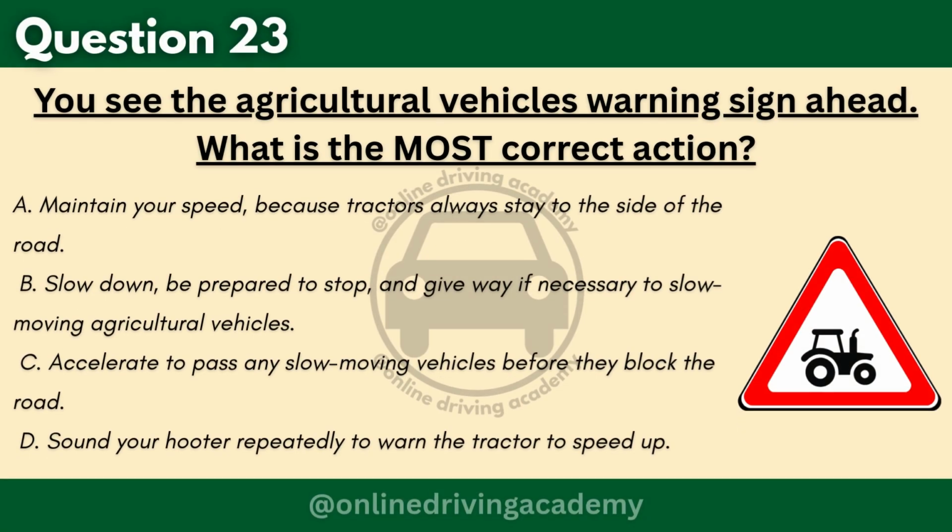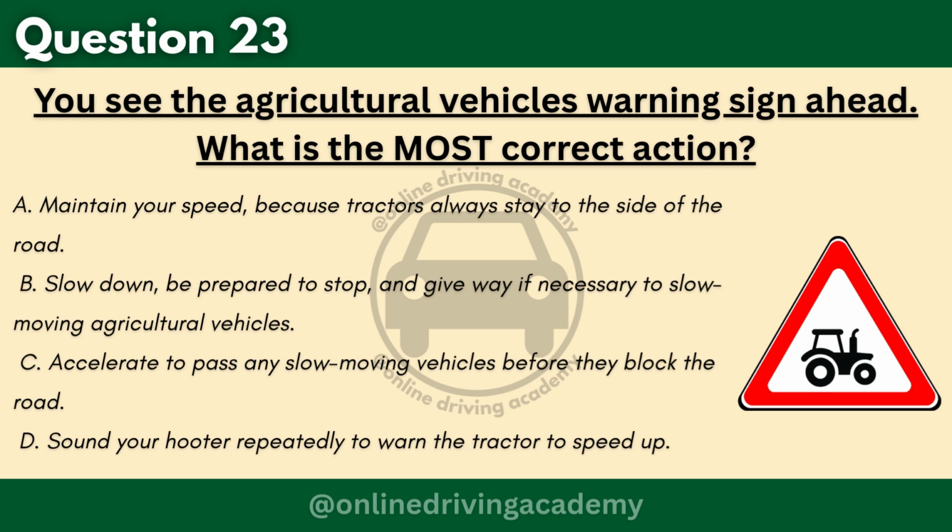Question 23. You see the agricultural vehicles warning sign ahead. What is the most correct action? Now obviously the sign is going to be warning you of tractors ahead, right, on the road. Not only tractors, but all agricultural vehicles. So is it option A, maintain your speed because tractors always stay to the side of the road? Again, you cannot guarantee that. Option C tells us to accelerate to pass any slow moving vehicles before they block the road. To not accelerate. Therefore option C is incorrect.